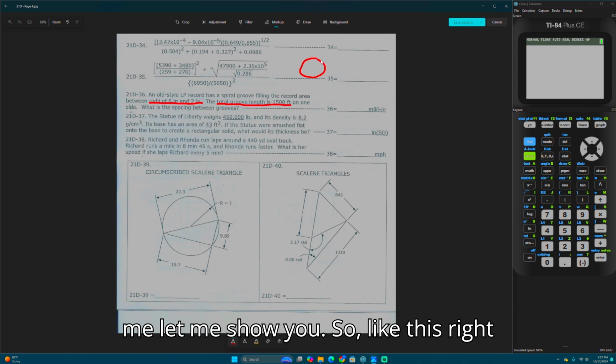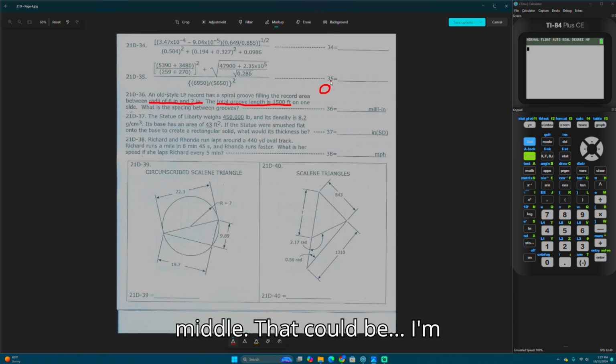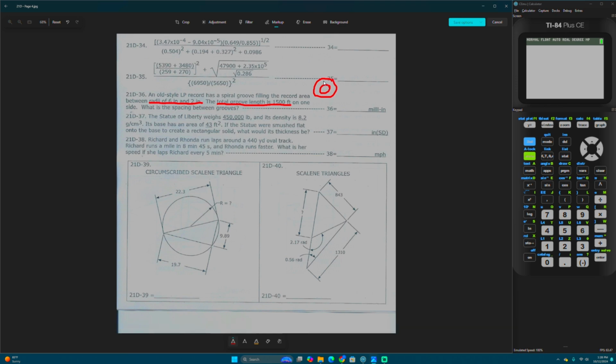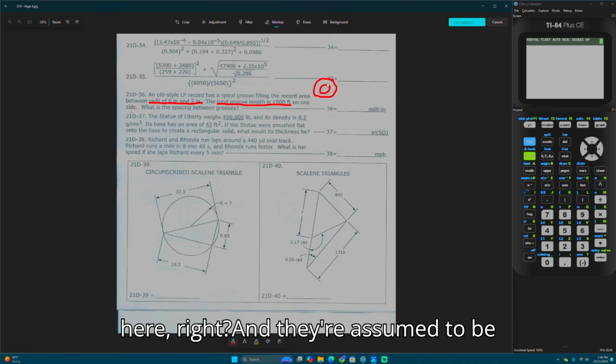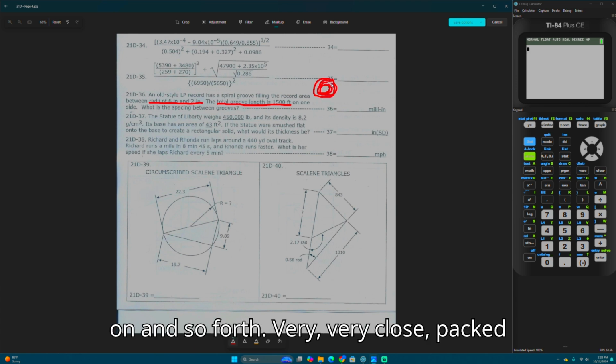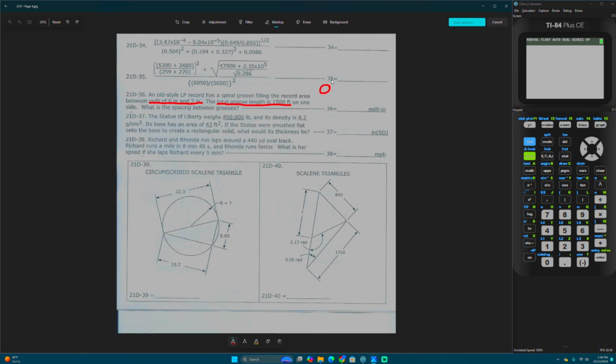So like this right here, this is the circumference, of course. That's the little hole in the middle. That could be, I'm very bad at drawing with a mouse, that could be like the circumference, right? There are little grooves all the way in here, and they're assumed to be equal distance from each other. There's a groove there, there's a groove there, so on and so forth, very, very close, packed in.